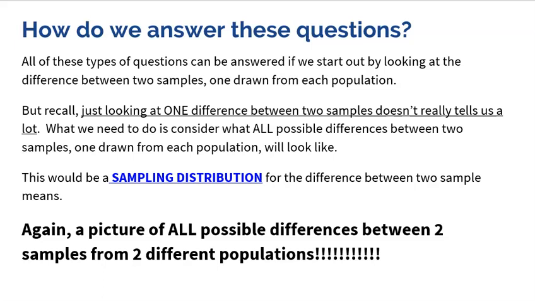Now, again, a picture of all possible differences between two samples from two different populations is a sampling distribution, as long as we're keeping the sample size consistent. So if I look at 40 men, you need to look at 40 men. If I look at 35 women, you need to look at 35 women. All right, we need to have the sample sizes be consistent there.